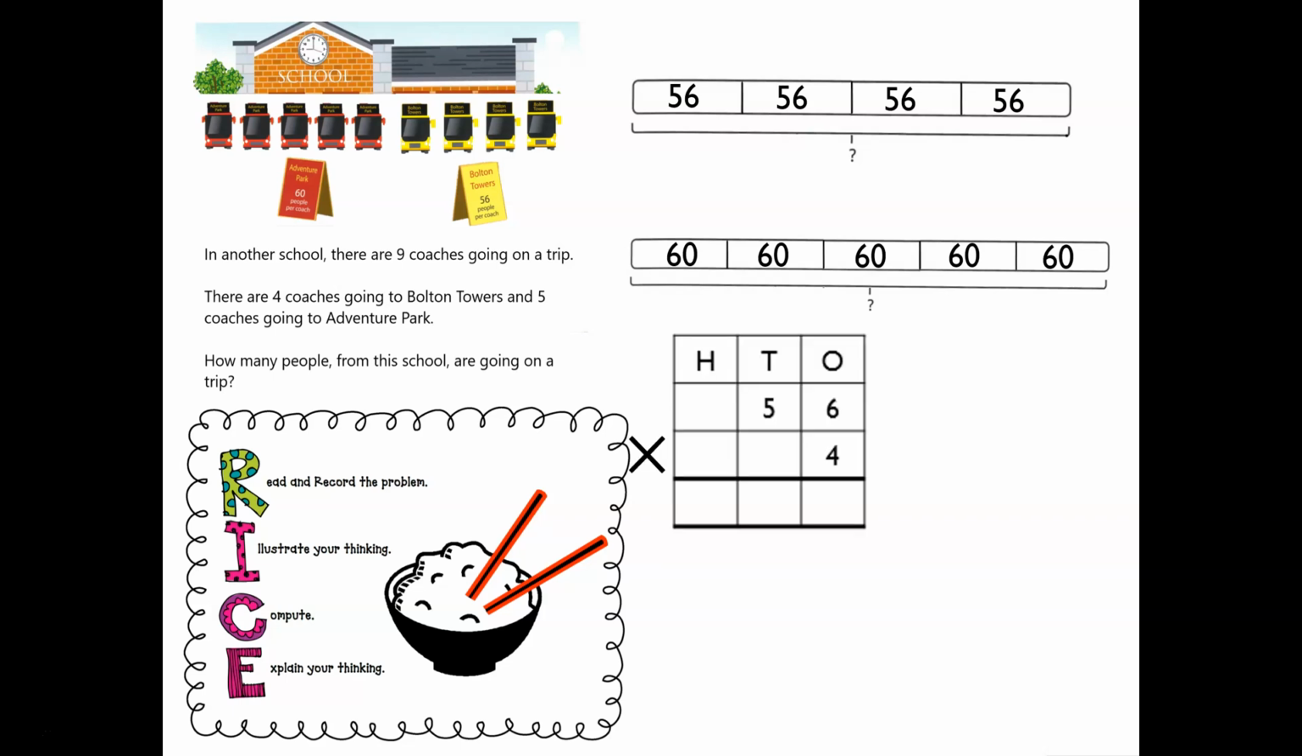Let's get busy. 56 times 4. Well, we'll start with the ones. 6 4s are 24, so we have 2 tens to exchange and put 4 in our ones.